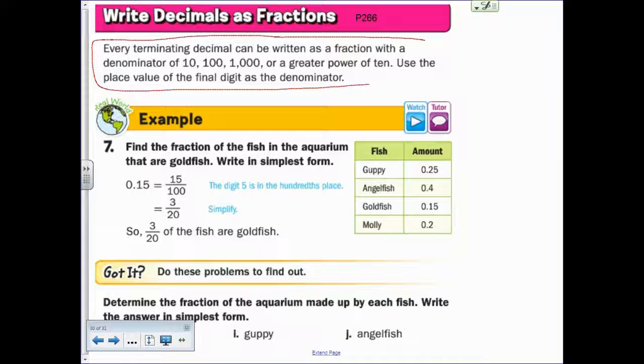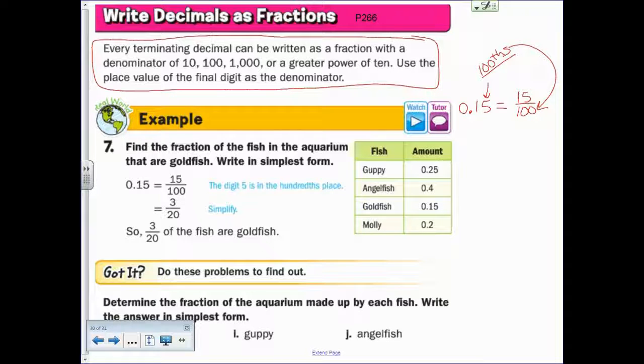Take a look at the top of page 266. Up here it says every terminating decimal can be written as a fraction with a denominator of 10, 100, 1000, or a greater power of 10. Use the place value of the final digit as the denominator. So in example 7, 0.15, the 5 is in the 100th place. That means I can write 0.15 as 15 over 100, or 15 hundredths. And you would actually read both the decimal and the fraction as 15 hundredths.